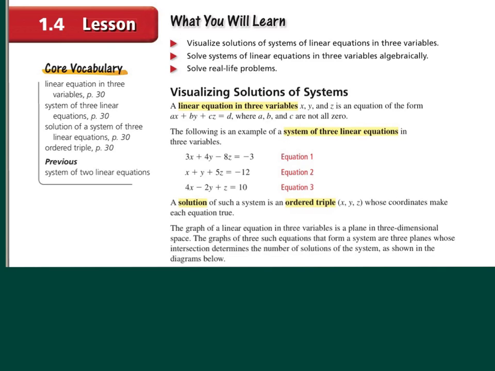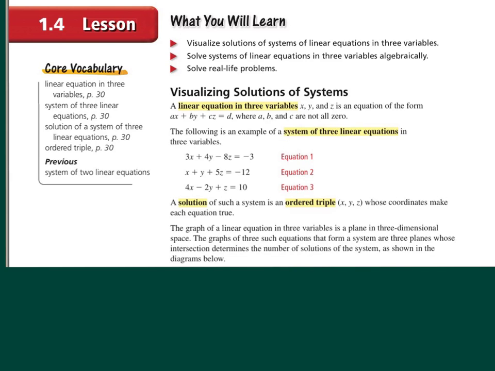We have equation 1 given as 3x plus 4y minus 8z equals negative 3. Equation 2 is x plus y plus 5z equals negative 12. In equation 3 we have 4x minus 2y plus z equals 10. These numbers really have nothing to do with the equations. It's just to help us keep them straight when we go to combine things.